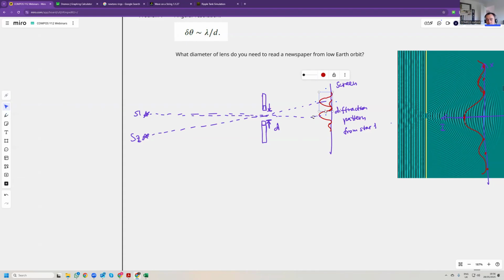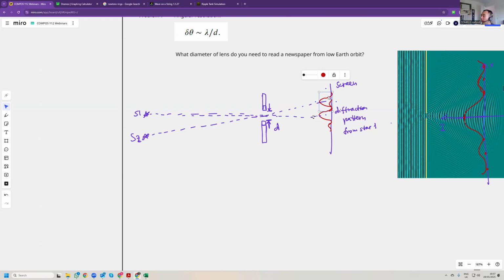Now, if star 2 was closer to star 1, the two diffraction patterns would overlap, and the two stars would be indistinguishable. And if they don't overlap, well, at least this is the minimum separation, then you can distinguish two bright dots. So basically, do you see two dots or do you see a single splodge? Yes, single blob of light.